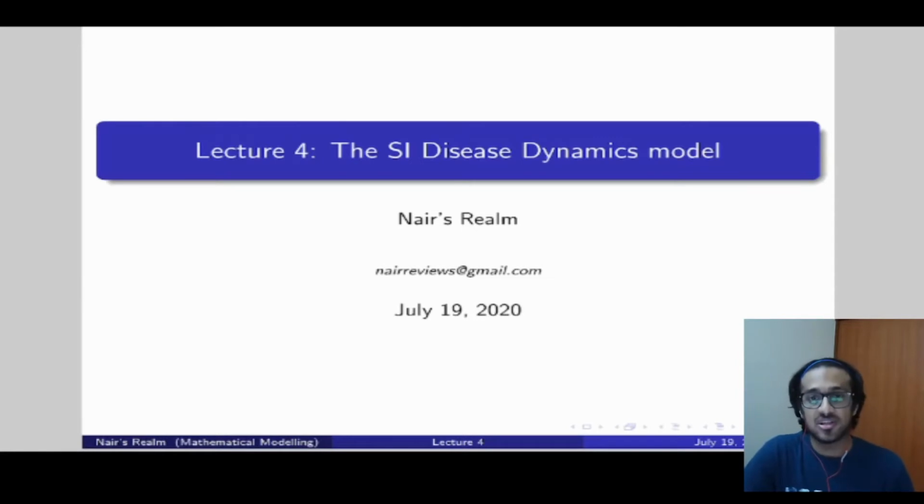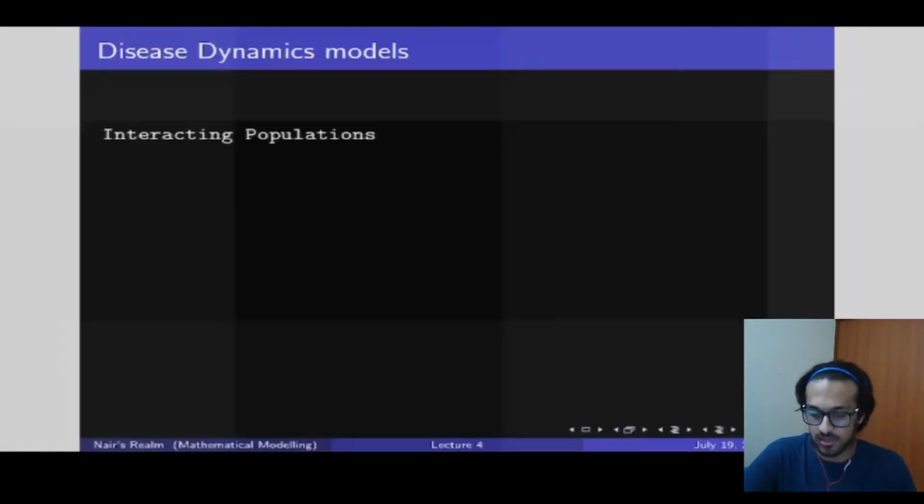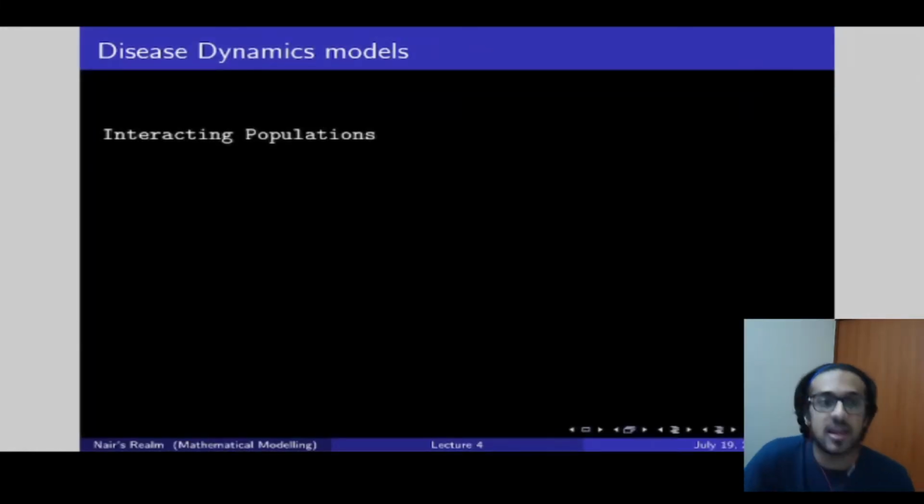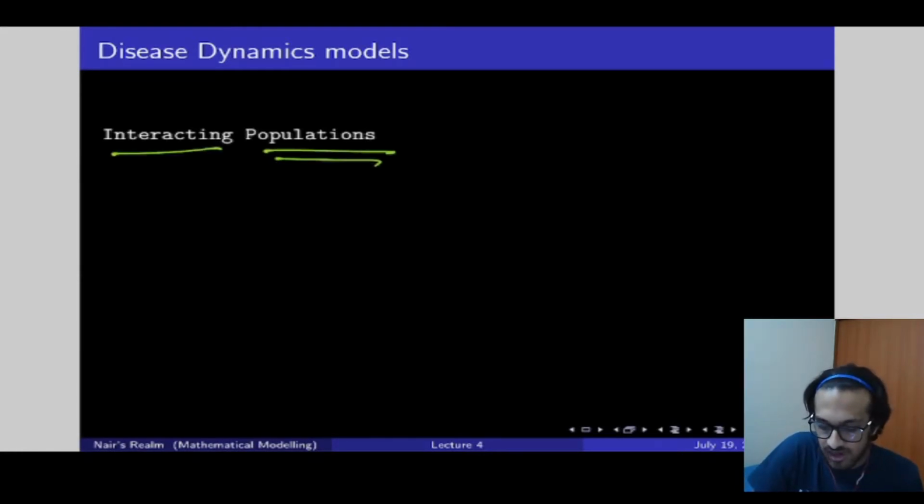So today we're actually going to be starting out with the first disease dynamics model. Disease dynamics is one of the most important areas, and it's the place in which most mathematical models are used in today's world. So let's get started. To understand disease dynamics models, we first need to understand what interacting populations actually mean.